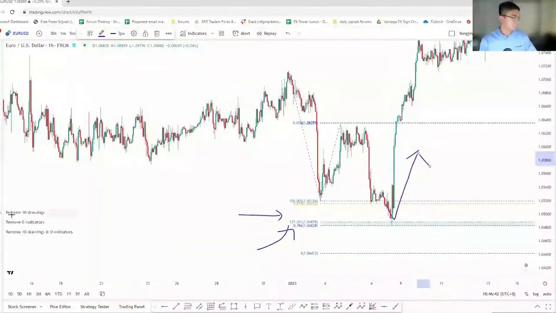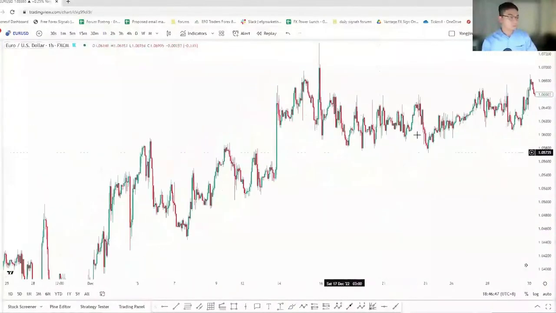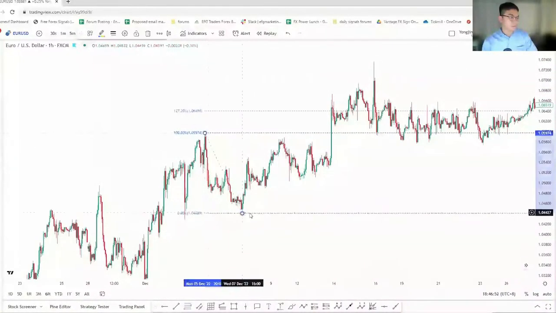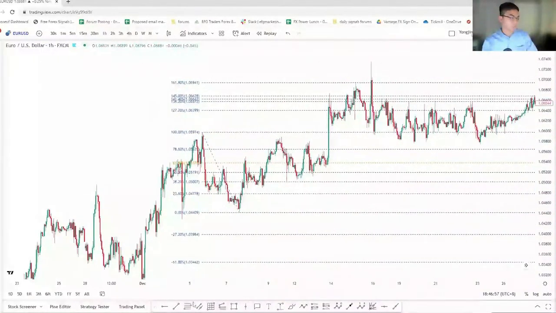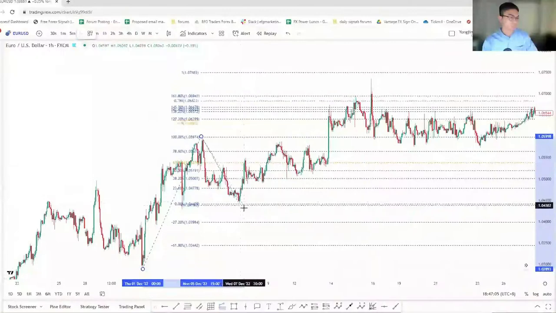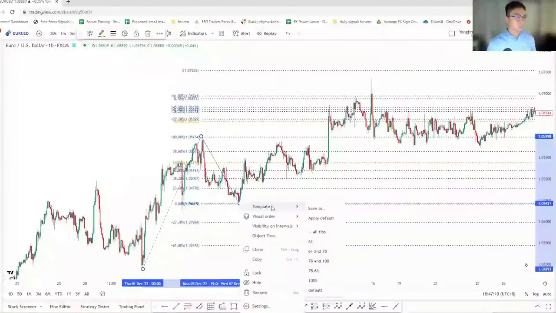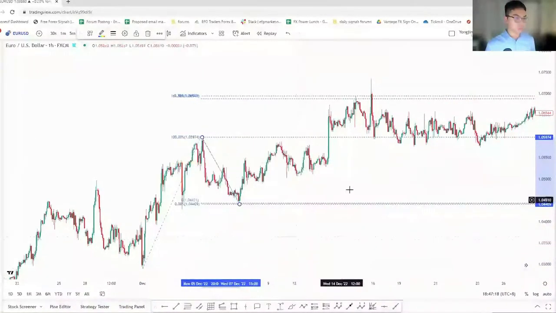Let me find. Potentially this might be it. Let me find all the fibs. Negative 61.8% during a Fibonacci expansion, top to bottom. This is actually quite nice. If you take a look, the negative 78.6% projection and the 161.8% Fibonacci projection.